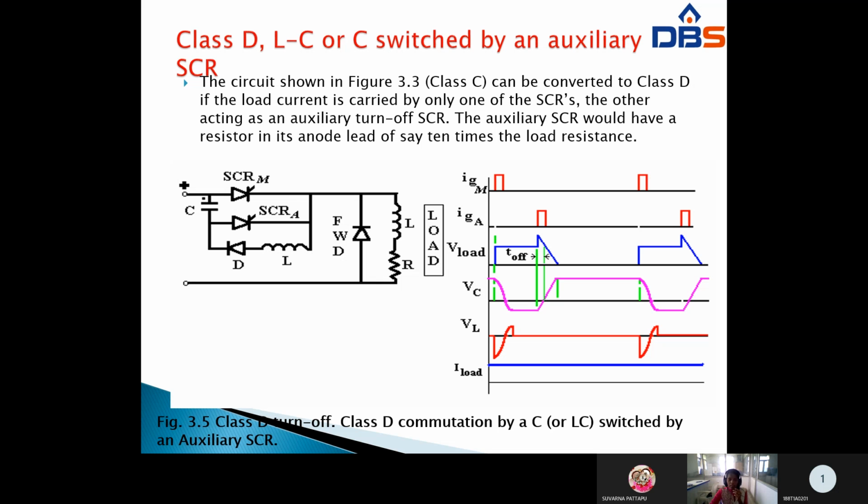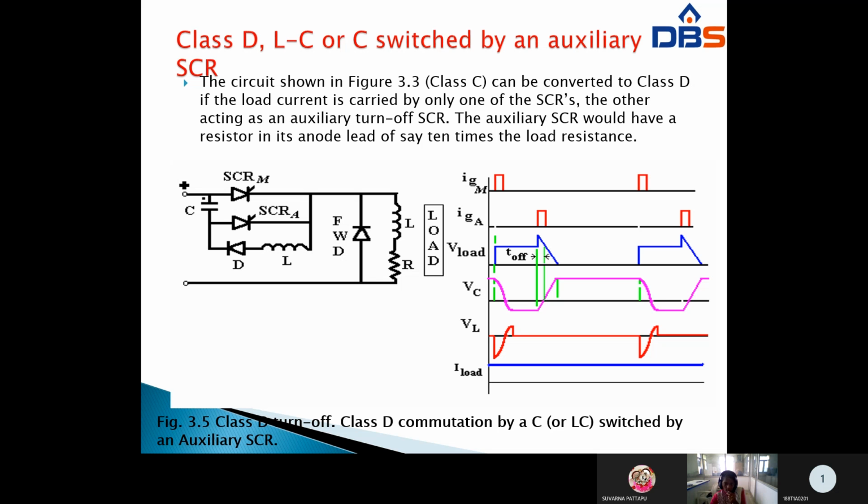So here two SCRs will be there. This is the main SCR and this is the auxiliary SCR. Here a freewheeling diode is also provided, and the load will be a resistor and inductor. So here the inductor and diode will be connected across the auxiliary device. So this is the class D commutation circuit, C or LC switched by an auxiliary SCR.